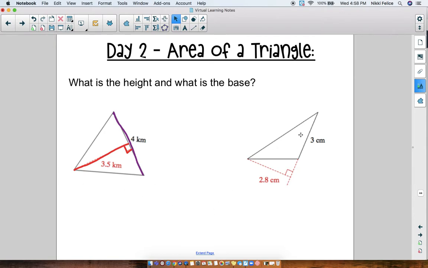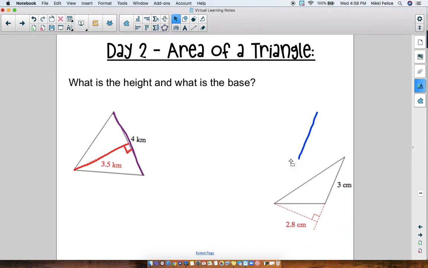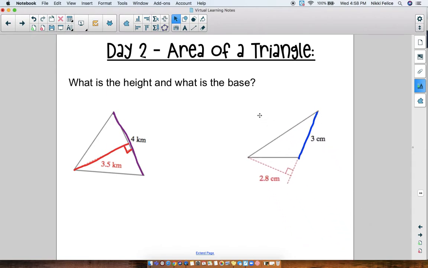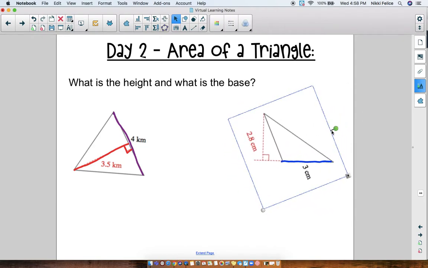Over here, same thing. This side right here, 3, this is the base of my triangle because if I turn the triangle, that side would be on the bottom, right? Like if you tilt your head sideways and you make the triangle look like this.